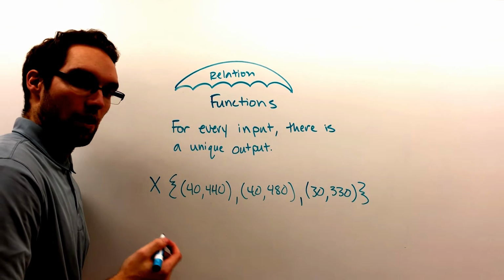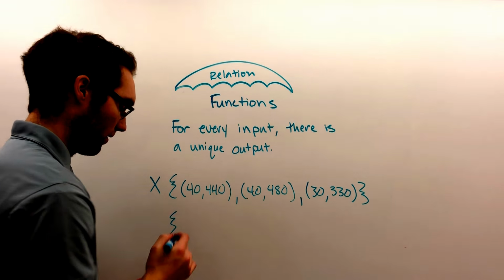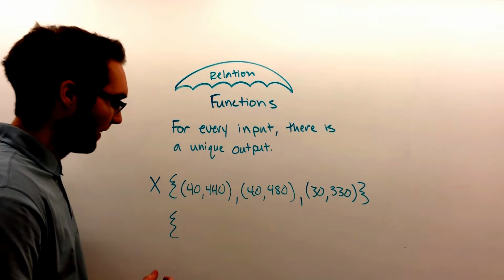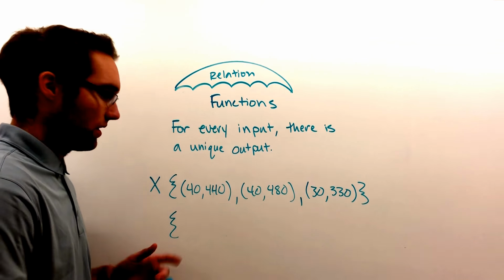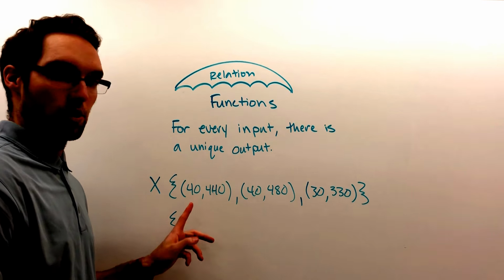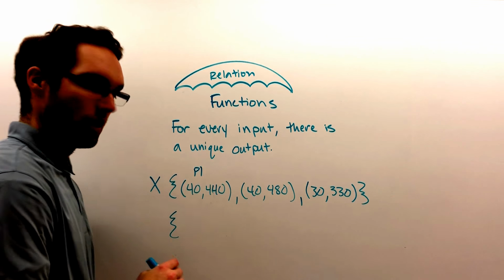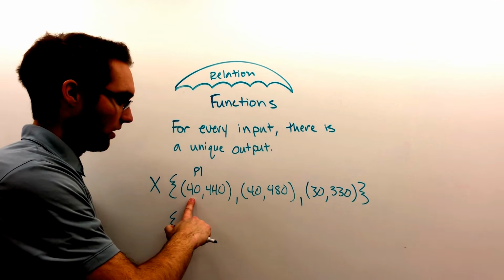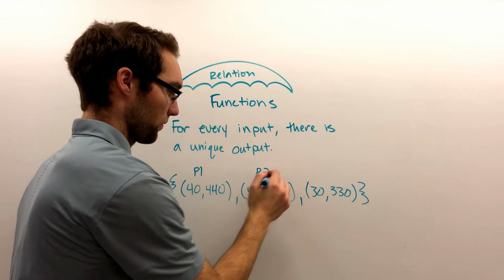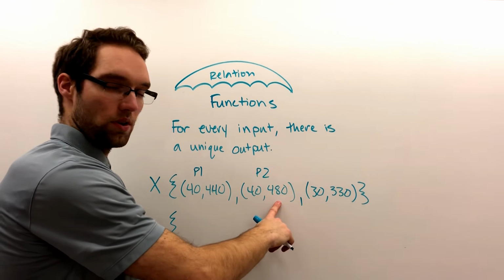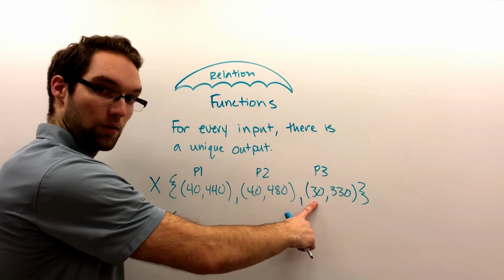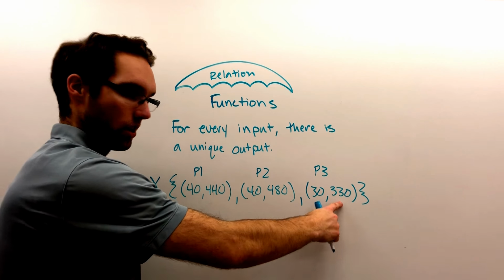But we can do an example of a relation that would be a function. That's a bad curly bracket, or squiggly bracket, whatever you want to call it. So this relation was about multiple different people. We said person one, P1, worked 40 hours a week, made $11 an hour, so they got $440. Person two also works 40 hours a week, made $12 an hour, so they got $480. Person three worked 30 hours a week, made $11 an hour, they got $330.